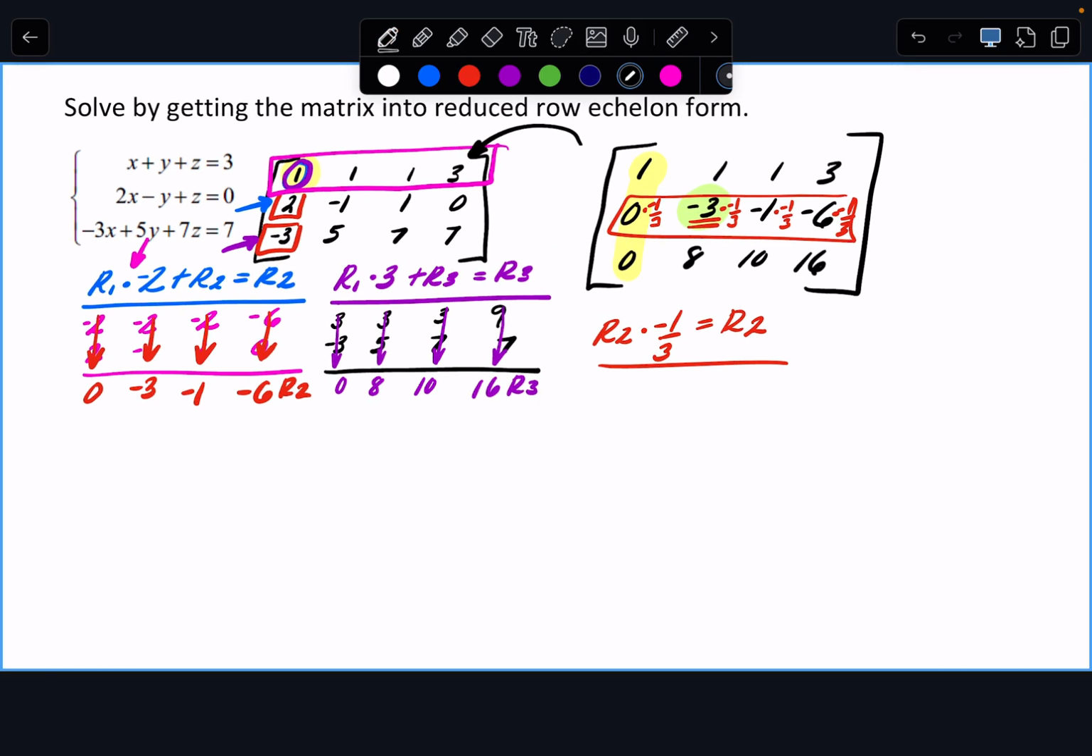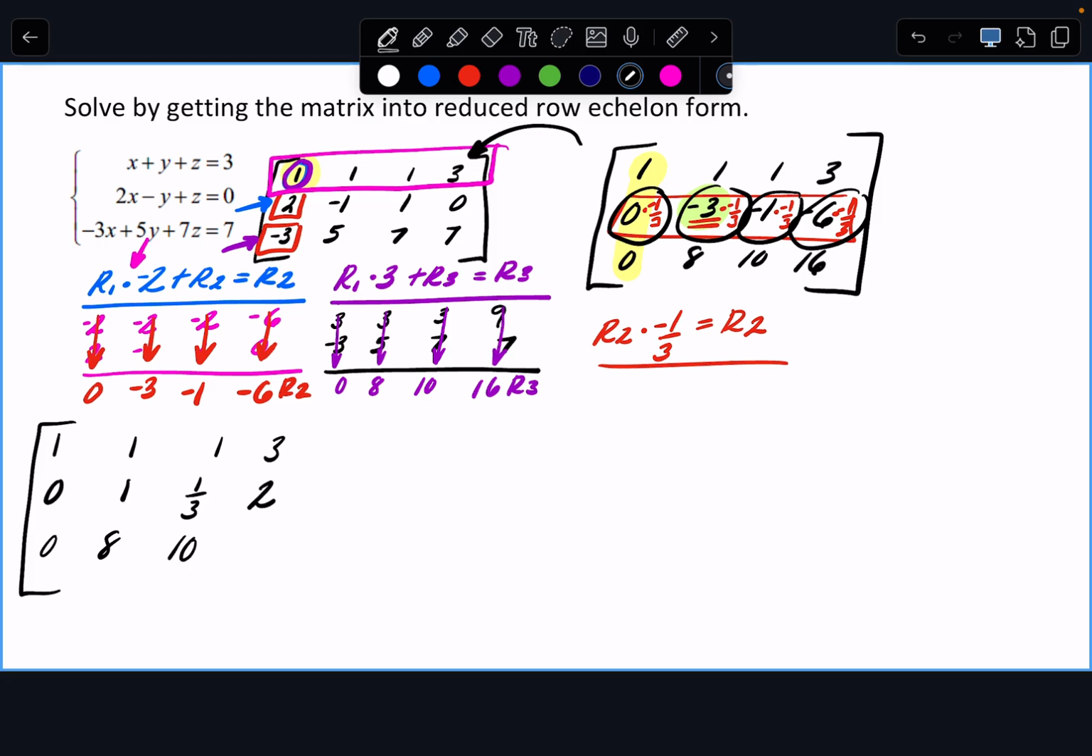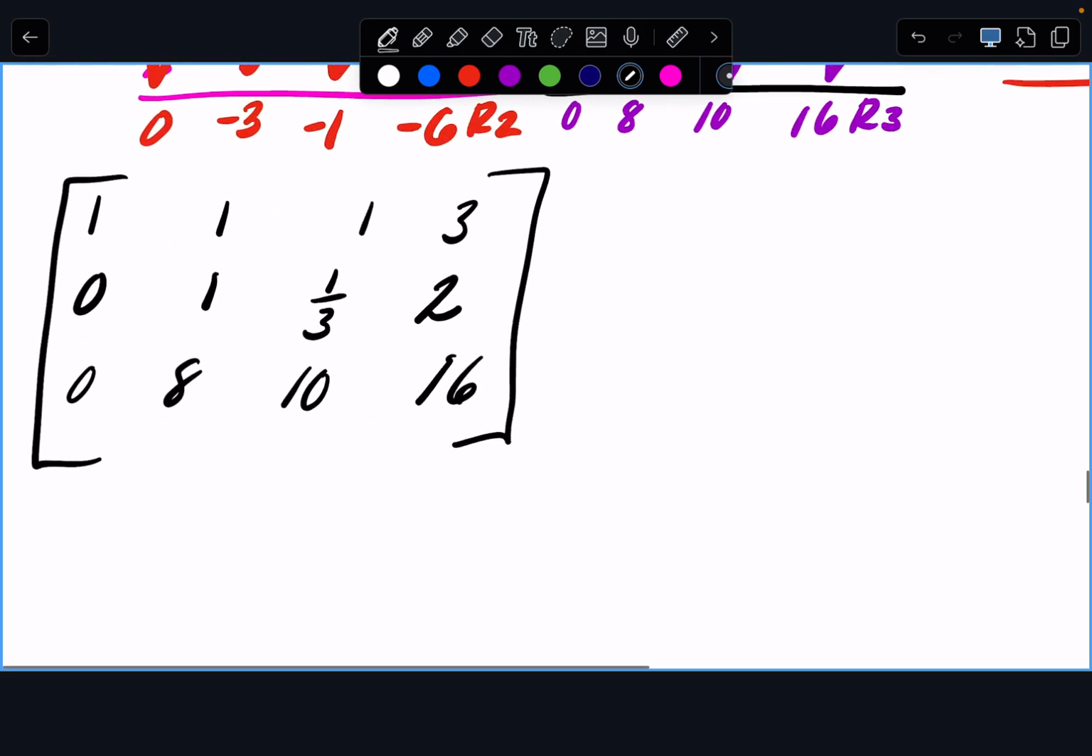And I'm going to write down my matrix again. So row 1 is 1, 1, 1, 3. Row 2 is now 0, 1, 1/3, 2. 0, 8, 10, 16 is still row 3. So we get a 1 here, 0's below, 1 here. We then use that 1 right there to get a 0 for the 8.